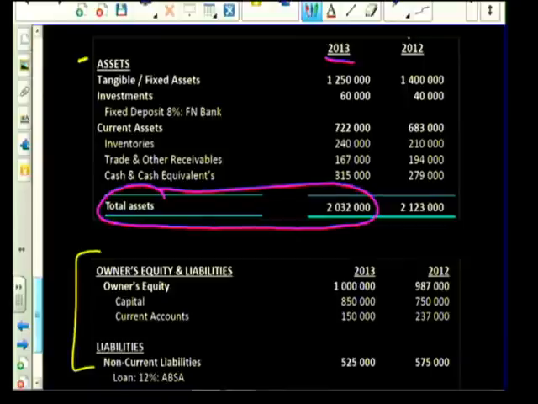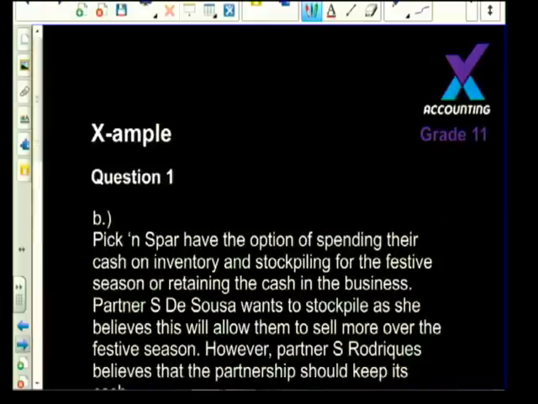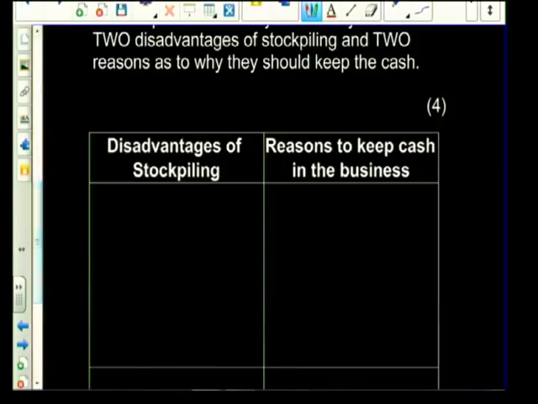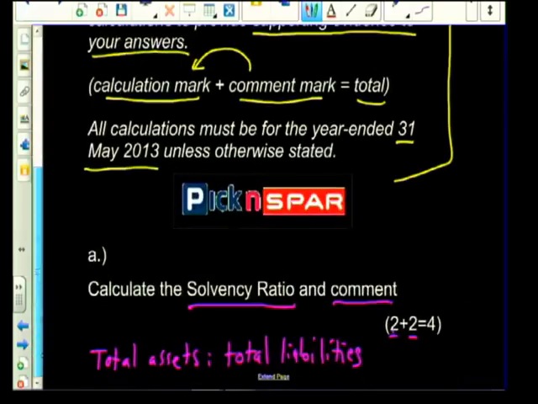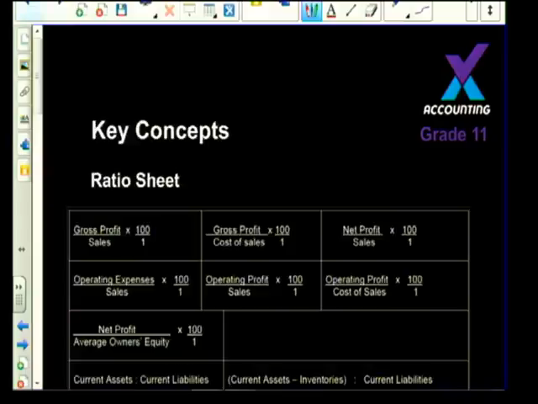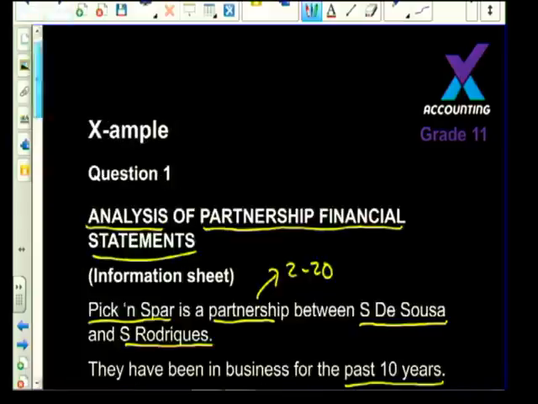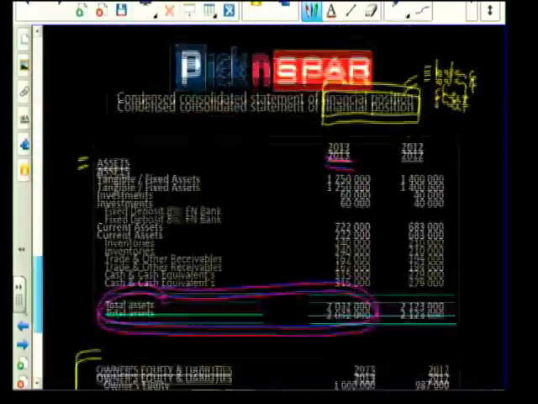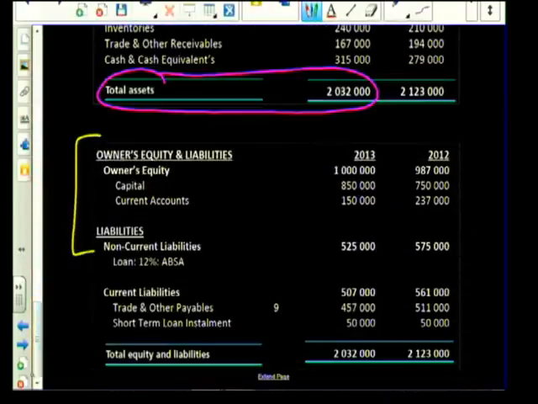Total assets is 2,032,000. So let's write it in here. R2,032,000 are our total assets. On the right-hand side, we need to have our total liabilities. So if we look back at the information in the question, the information tells us that our total liabilities are found somewhere here.